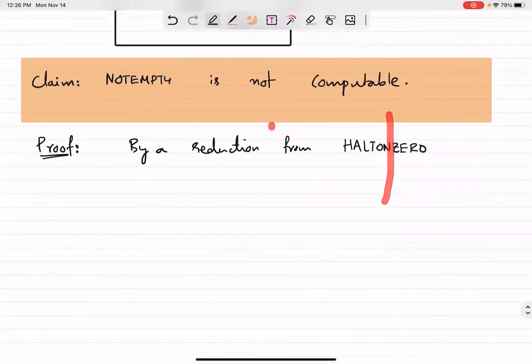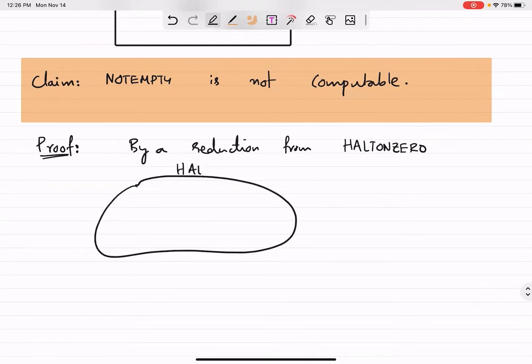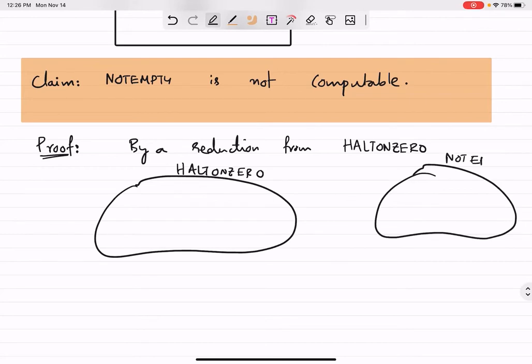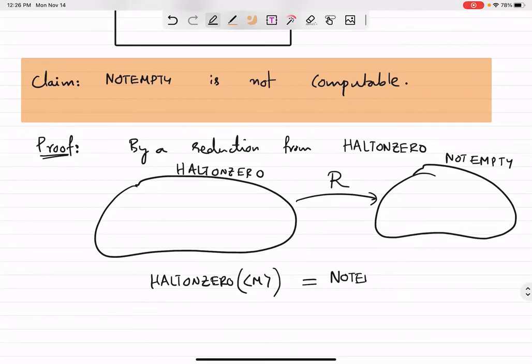So any suggestions on how I can reduce halt on 0 to not empty? What do I mean? Here are the inputs for halt on 0, and here are the inputs for not empty. They're living in the same space, but that's fine. And we want a reduction R such that halt on 0 on any input M would exactly equal not empty of R of M.